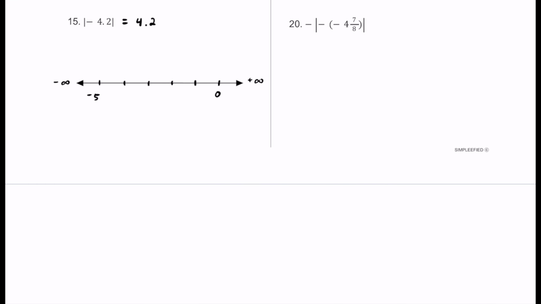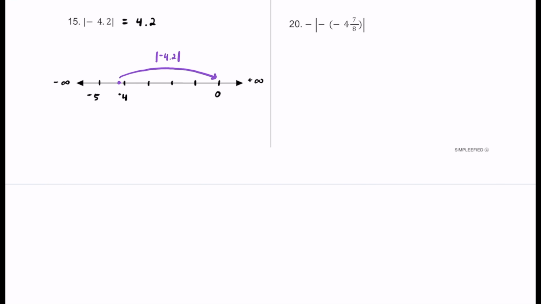Where would be negative 4.2? That's gonna be right around here, right? It's gonna be a little to the left of negative 4, but not too far, not like negative 4.5 or anything, right? Now, if we're going to go ahead and see this distance from 0, we can see, oh yeah, that does look like it's 4.2 units away. That's the absolute value of negative 4.2.